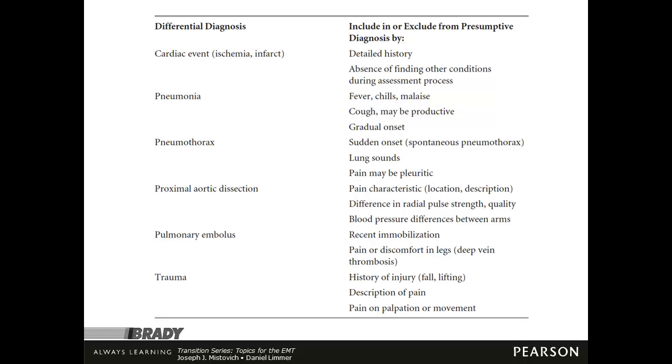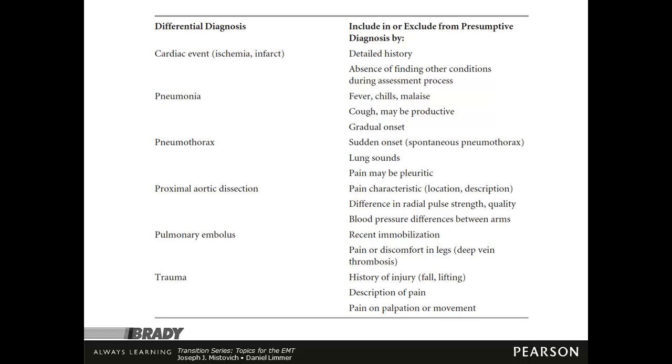Here are examples of a differential diagnosis which can be included in or excluded from a presumptive diagnosis by detailed history, absence findings, and physical findings that are relevant. Cardiac events such as ischemia and an infarct can be deduced from the absence of other conditions during the assessment process.